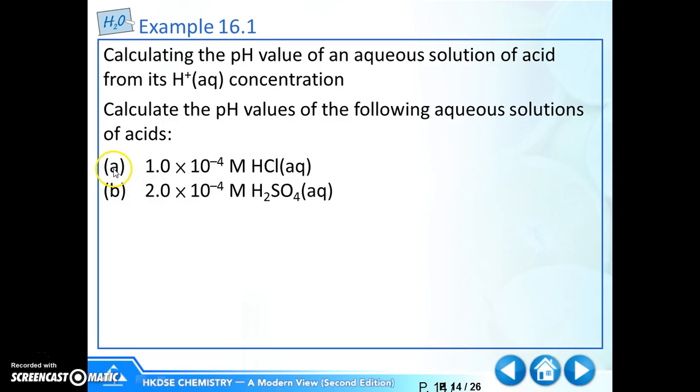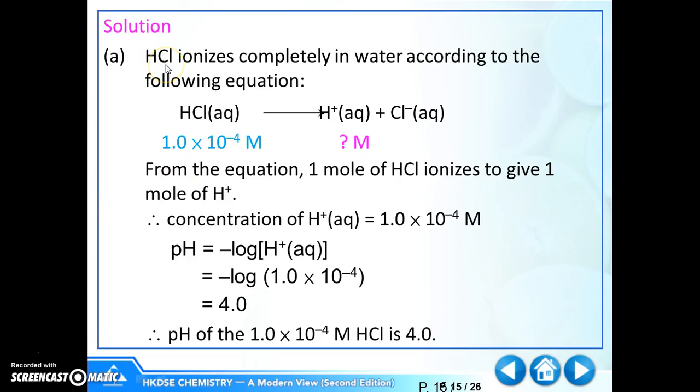So let's look at three examples. A. HCl. HCl, according to the definition, ionizes completely in water according to the following equation. So that's why the concentration of H+ solely depends on the concentration of the acid and also the basicity of the acid. And when you look at this ionization equation, one acid can ionize one H+.